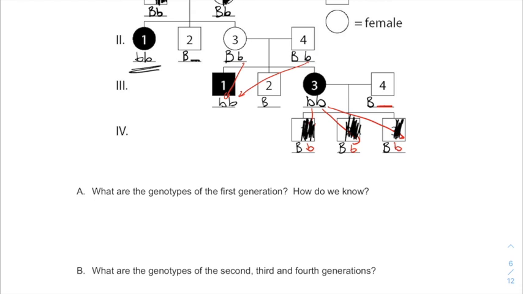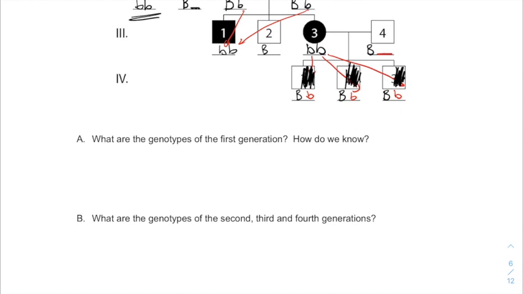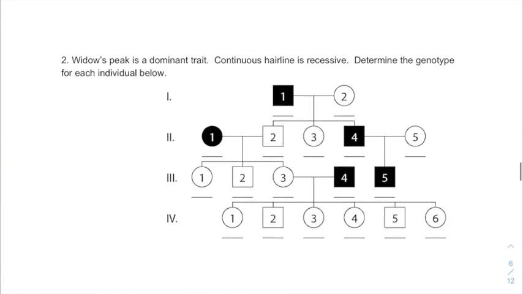Okay, and then like that. So we might be able to make a guess that generation 3 individual 4 is probably homozygous dominant, because they don't have any affected children, but we can't know that until we do further testing. Okay, and you can see above the answers for that question.